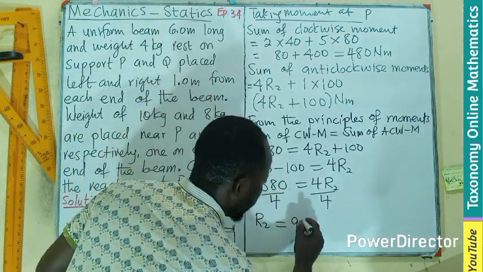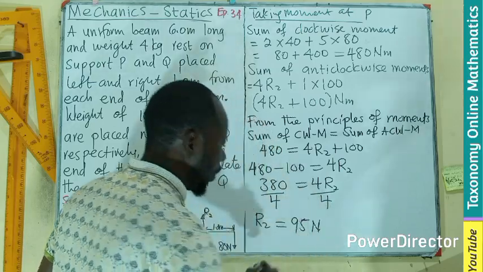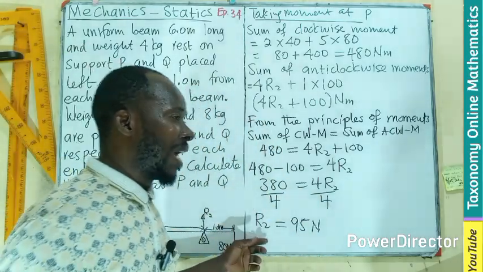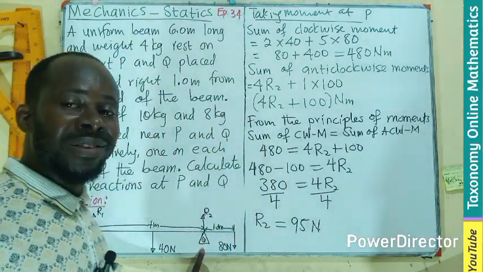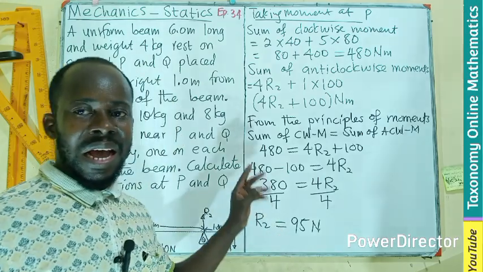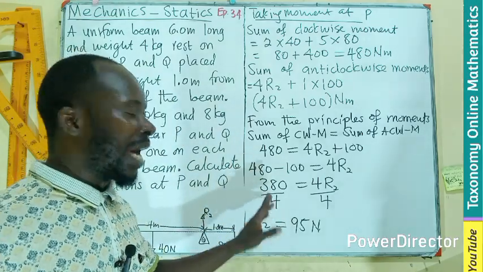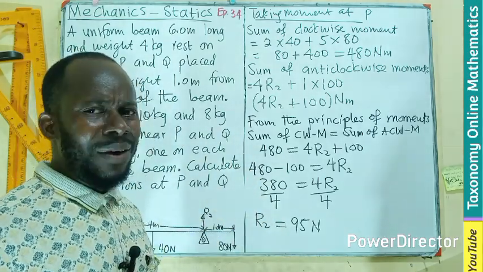Remember, 25 Newton. So the normal reaction at where the Q is going to be 95. Yeah, 95 Newton. How do we get the remaining one?